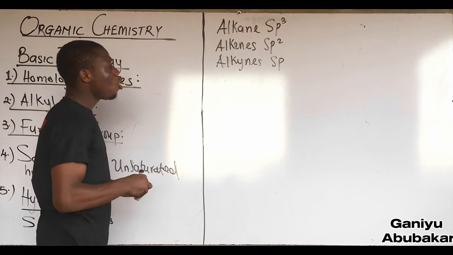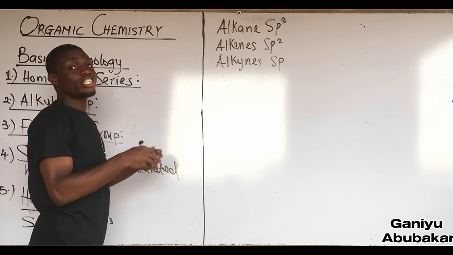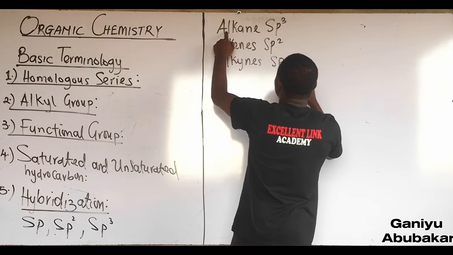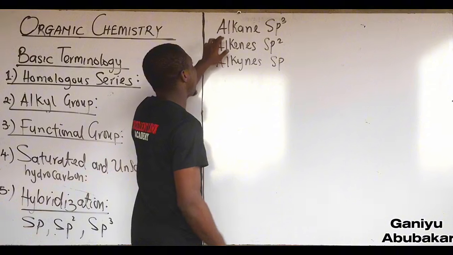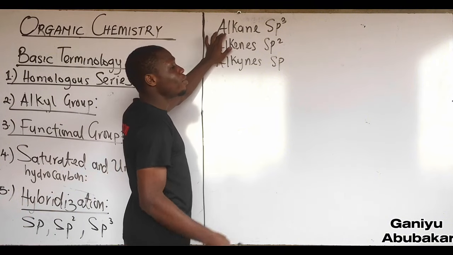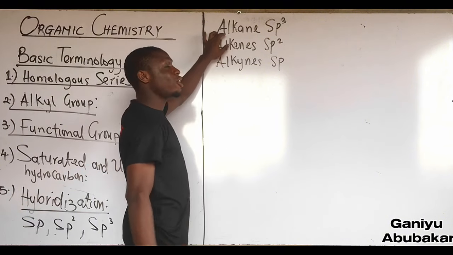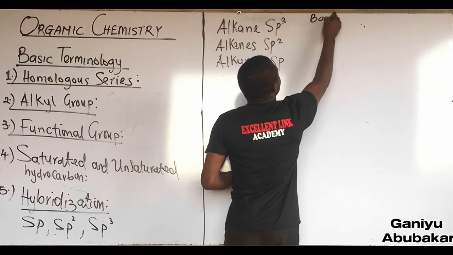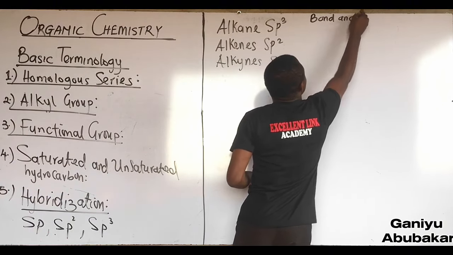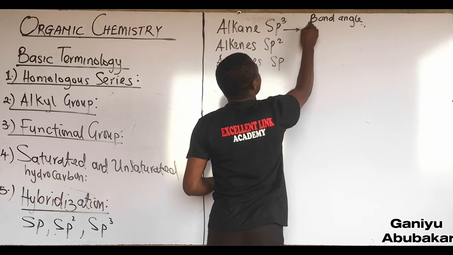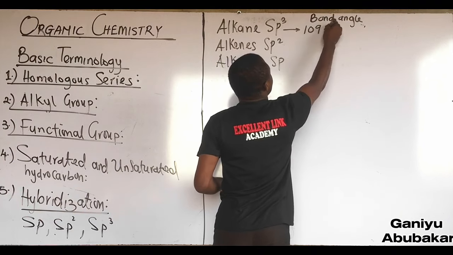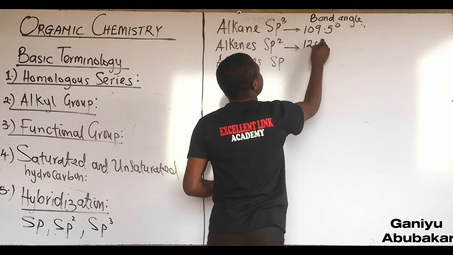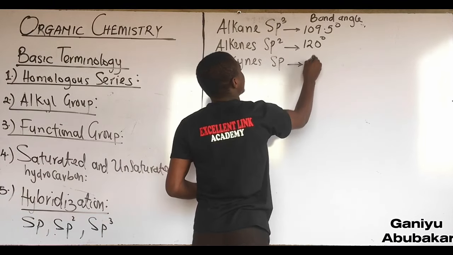Aside from this, it's important to note the bond angle for each homologous series here. So for the alkane, the hybridization pattern is sp3, while the bond angle is simply 109.5 degrees. The bond angle for this one is 120 degrees, while the bond angle for this is 180 degrees.